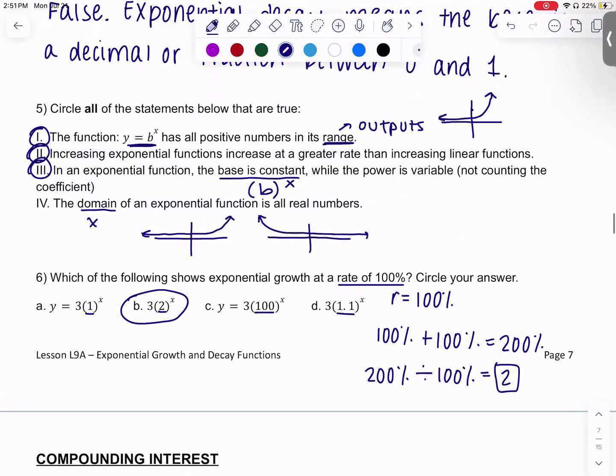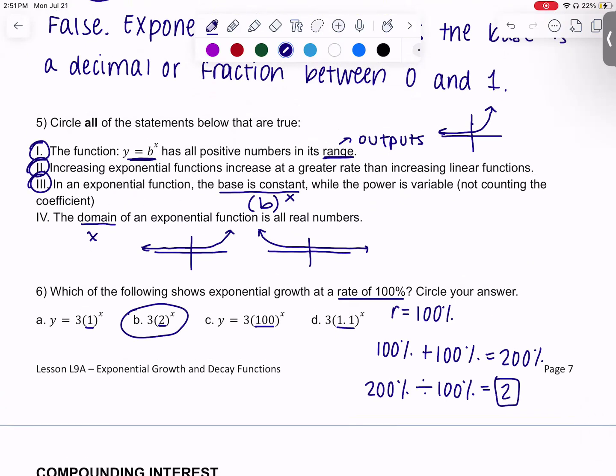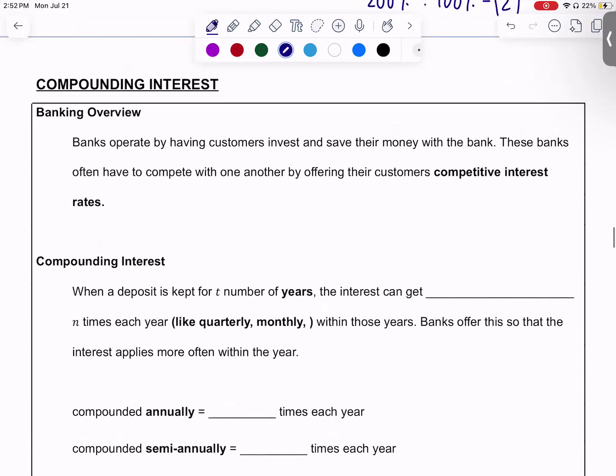Okay. Let's go through the next part of the lesson. Compounding interest, page 8. So for page 8, the last part of this exponential journey is compounding interest.